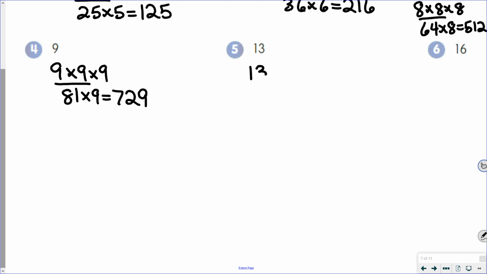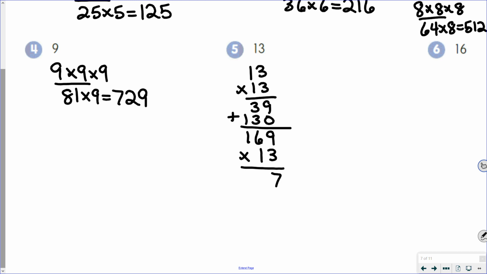So to cube 13, start with 13 times 13. And when we take 13 times 13, you do get 169. And then you have to take 169 times 13. 9 times 3 is 27. 18 plus 2 is 20. 3 times 1 is 3 plus 2 is 5. Start the next line with a 0. 1 times 9 is 9. 1 times 6 is 6. 1 times 1 is 1. Add those together. 7, 9, 11, 1. You get 2,197.